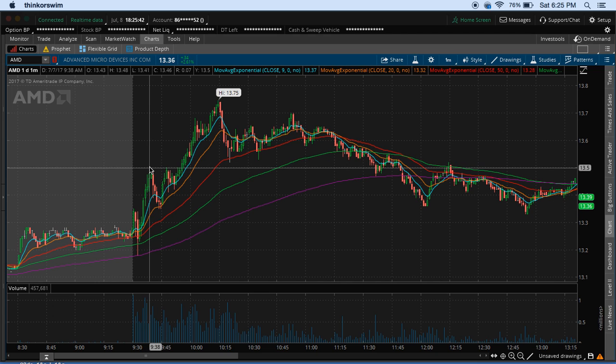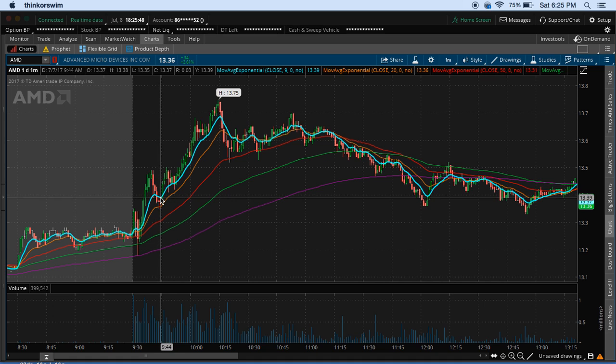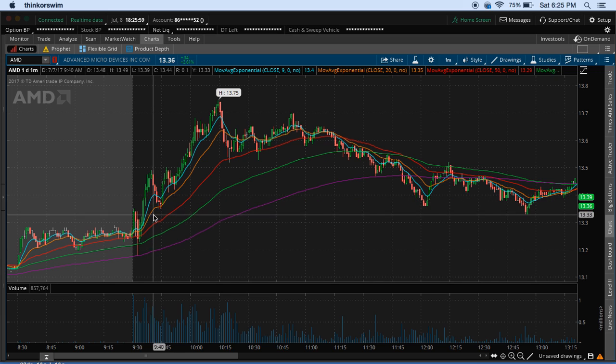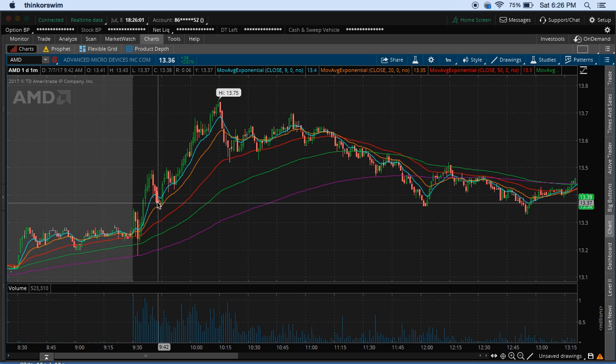That's what we're looking for in pullbacks. So the stock runs up. We get a nice pullback, and you might be looking to enter a position on the 9 moving average right where my cursor is, that blue line. Well, it didn't bounce off there successfully. So that's now not your entry point. Your next entry point, you could be looking to get in on the 20-day moving average.